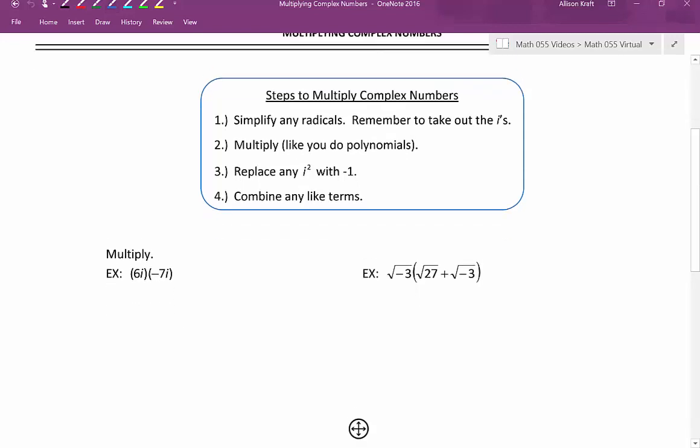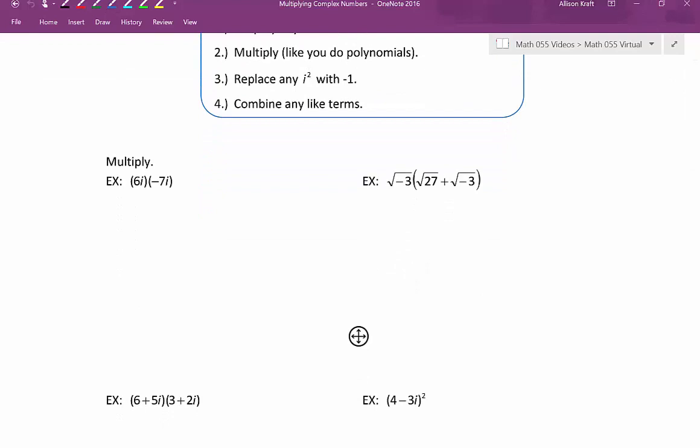Let's multiply 6i times -7i. We're going to multiply just like polynomials since there aren't any radicals to simplify. We get -42i squared. You want to replace i squared with -1, so that'll be -42 times -1 to give us +42 as our answer.